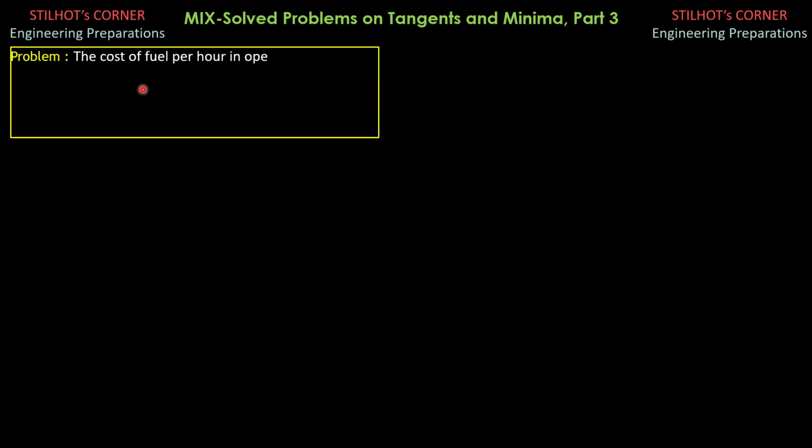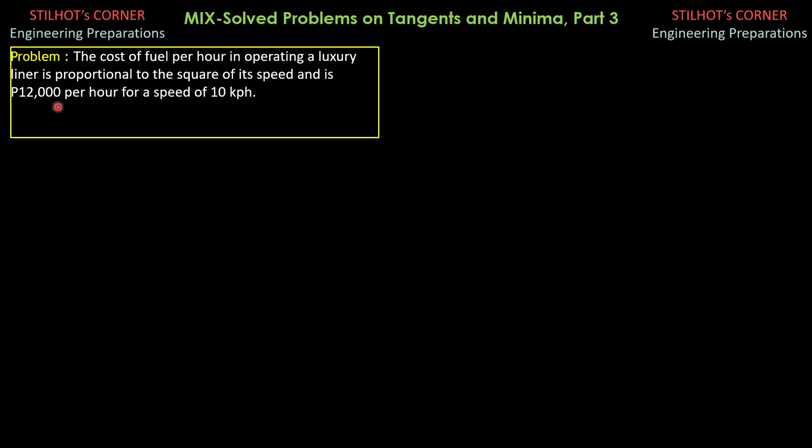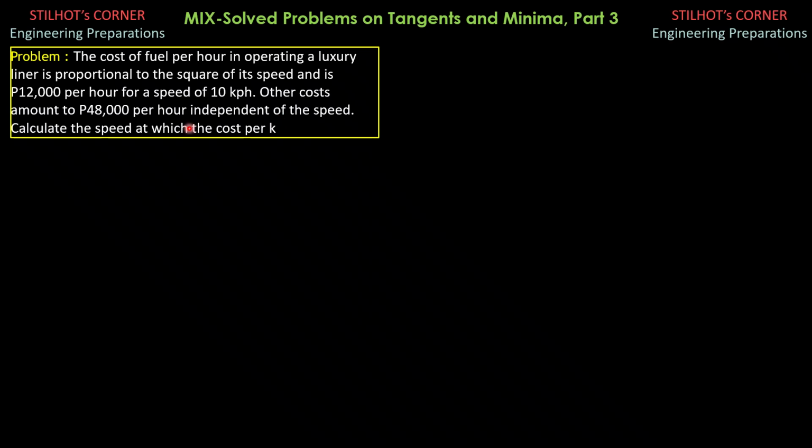The cost of fuel per hour in operating a luxury liner is proportional to the square of its speed and is 12,000 pesos per hour for a speed of 10 kilometers per hour. Other costs amount to 48,000 pesos per hour independent of the speed. So calculate the speed at which the cost per kilometer is a minimum. So take note, we are given cost of fuel per hour and the required is the speed corresponding to minimum cost per kilometer. Take note, this is per kilometer, not per hour.